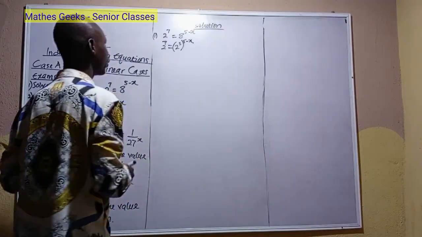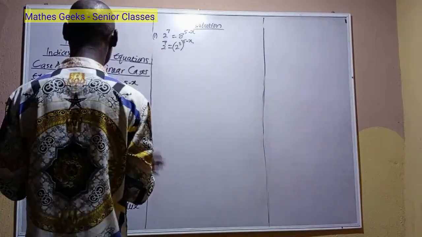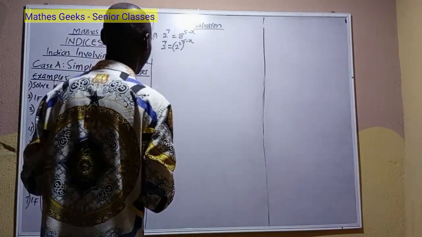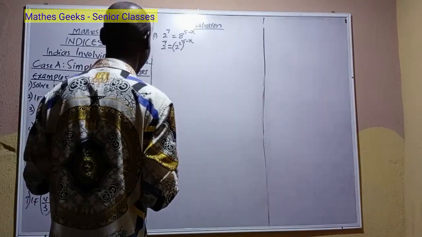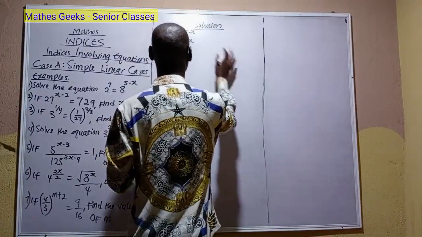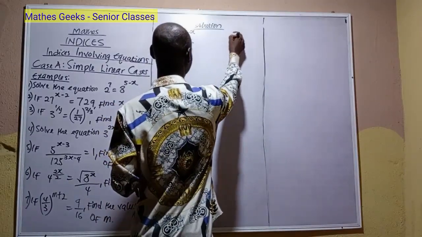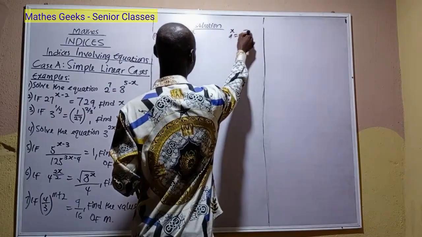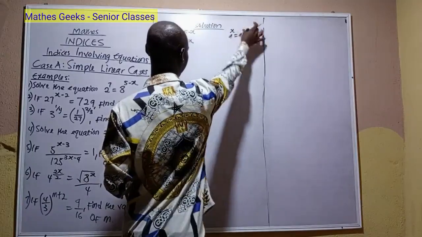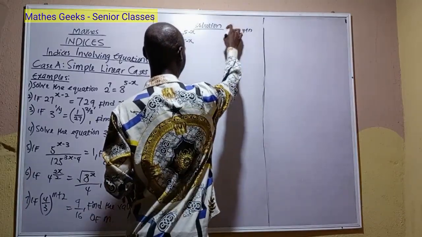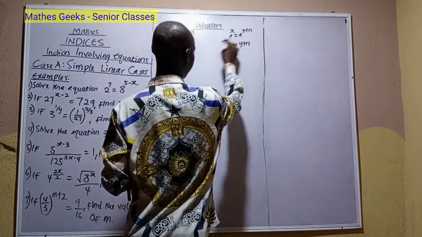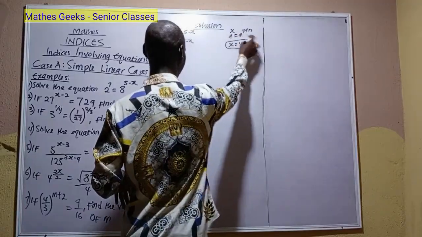Now when it comes to equations, simple linear cases, when indices form an equation, we work with a principle. We always equate base to base or power to power. So if the base a to the power x is equal to base a to the power y plus n, since the bases are the same, they are equal, then we work to get the value of either n, x or y. Since the bases are the same, we simply take x equal to y plus n. Then we solve from here to get any of the values.